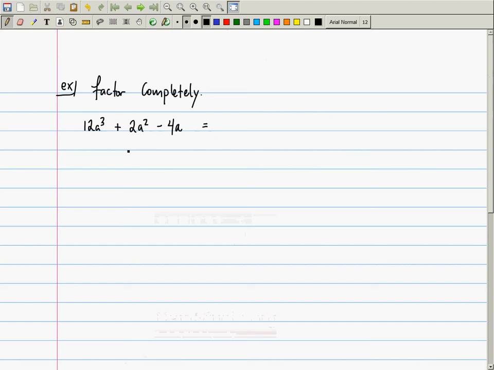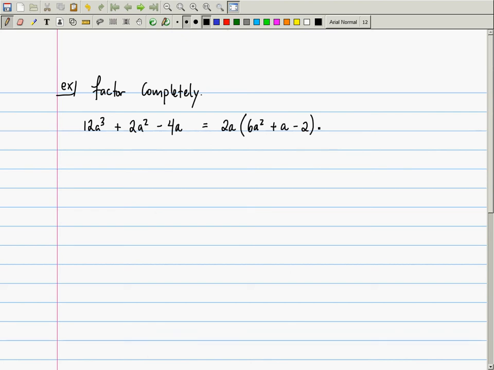So right, you can see that every one of these coefficients is divisible by 2, and there is an a in every term, so you can factor out 2a. So 2a, and then what will the first term be? Okay, good, 6a squared, and the next? Plus a, good, and then minus 2, good. Okay, so are we finished?